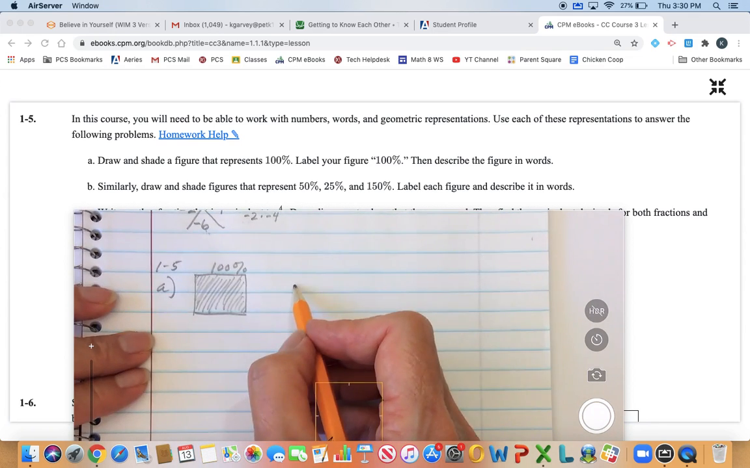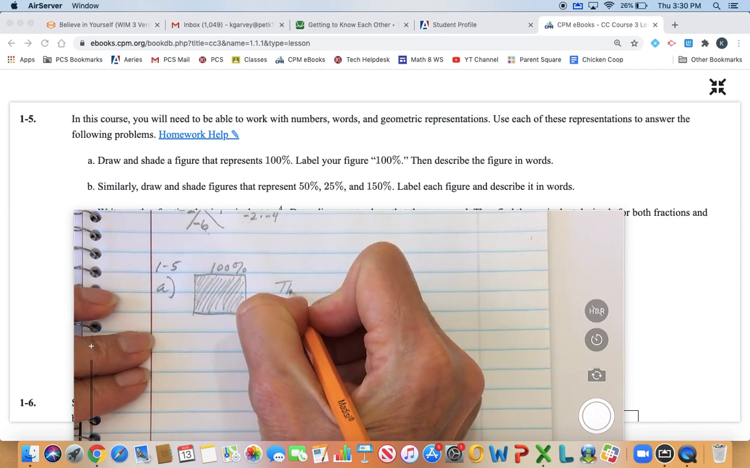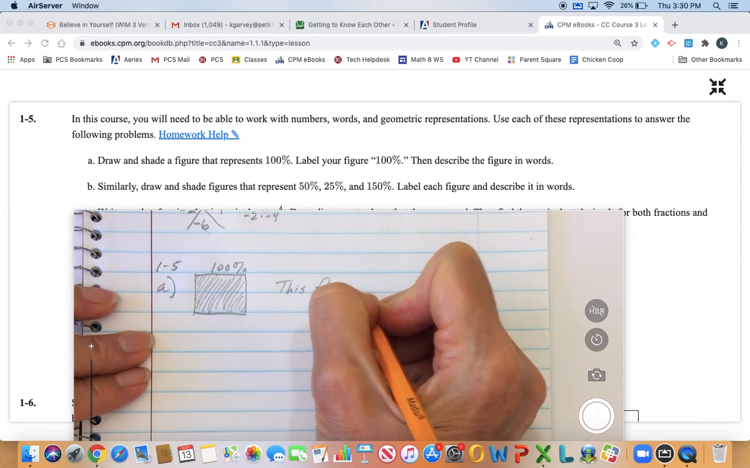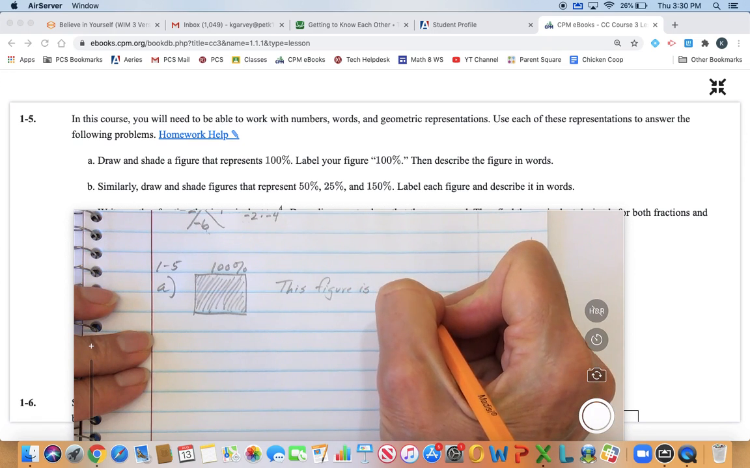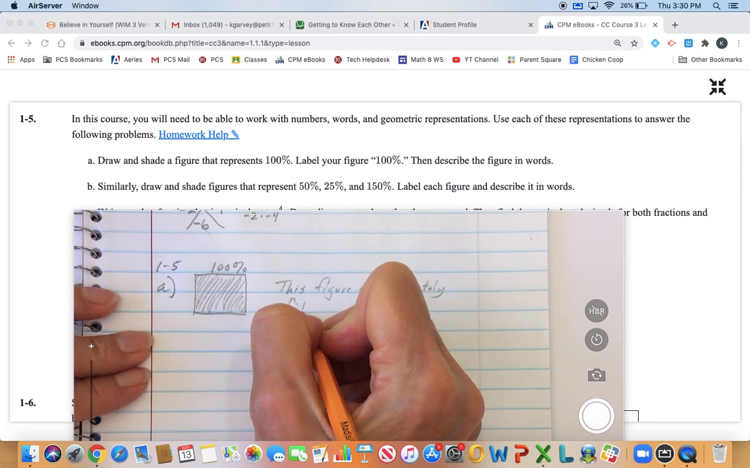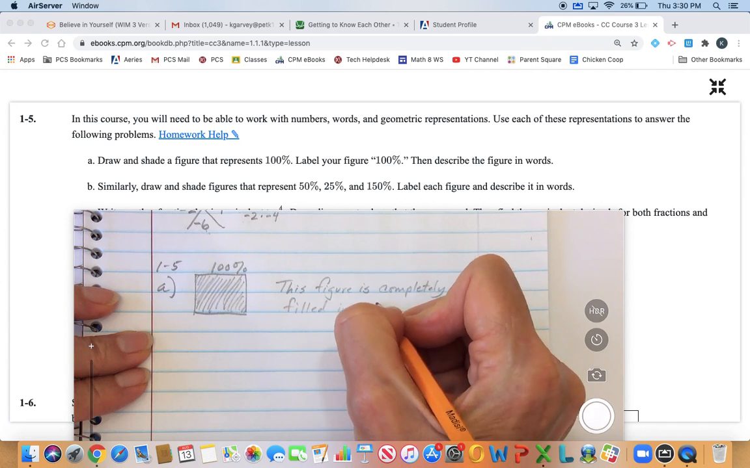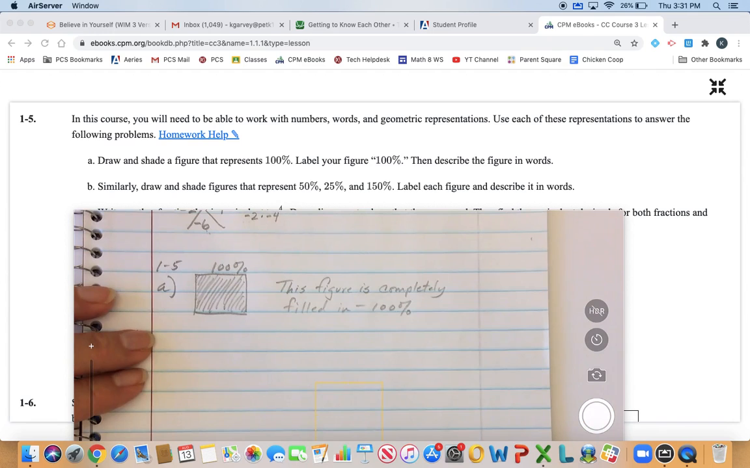And let's see, how can I describe this in words? This figure is completely filled in. 100%. All right, so that's A.